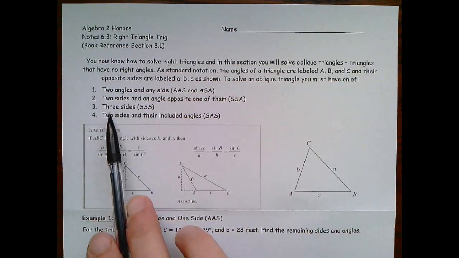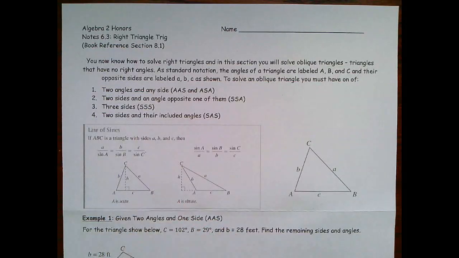How about number three? You could have three sides. So if you have side, side, side, then you can use the law of sines to solve the oblique triangle. So again, that's just having all the sides. So in this case, if you had lowercase a, b, and c, you would be able to solve the triangle. And last but not least, if you have two sides and their included angle, so if you have side, angle, side, which is one of the most popular ones that you would have seen in geometry, you could also solve the triangle.